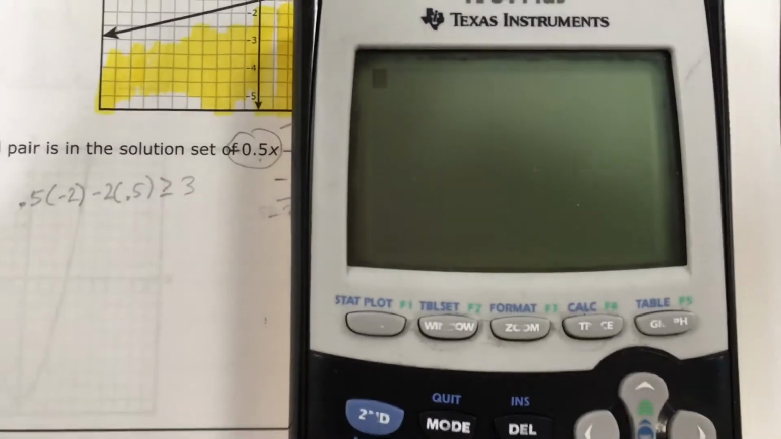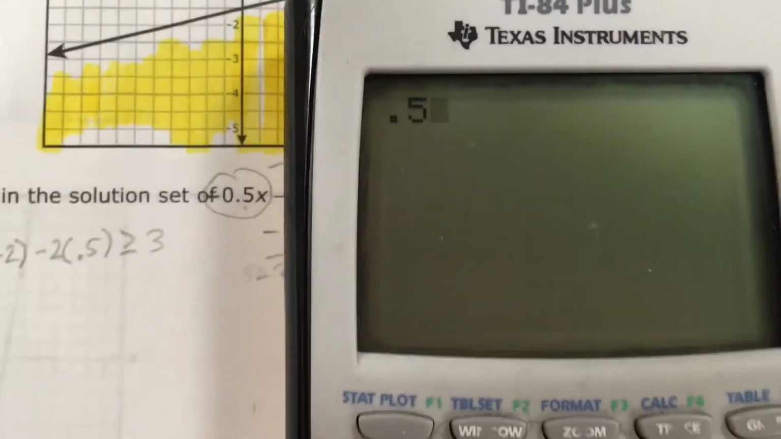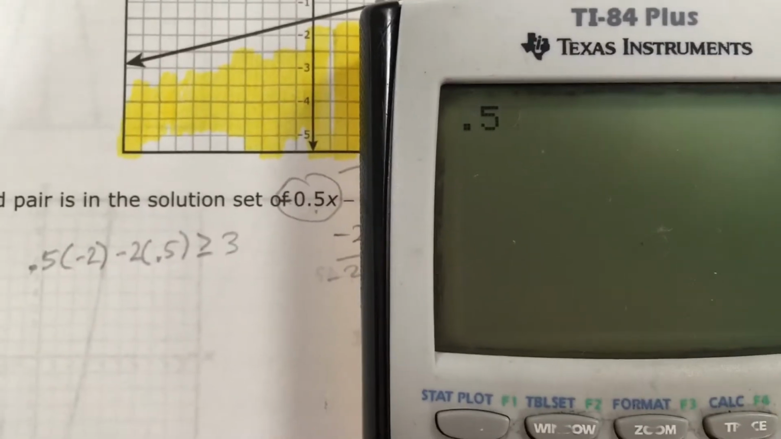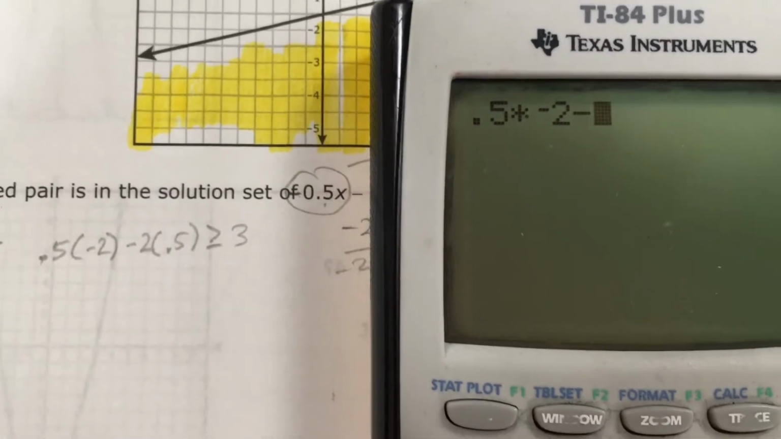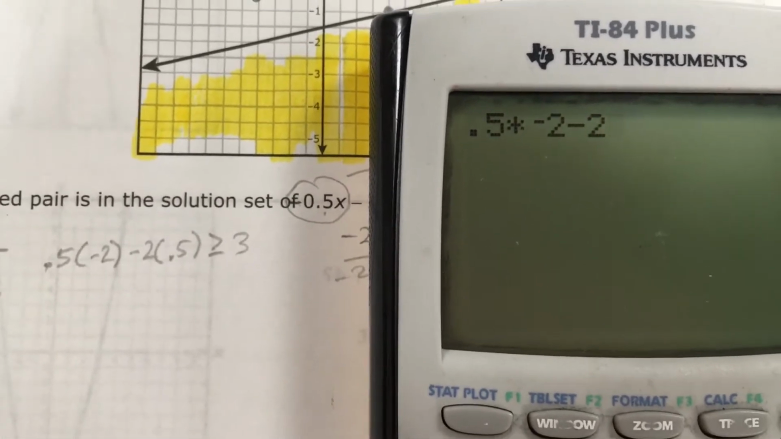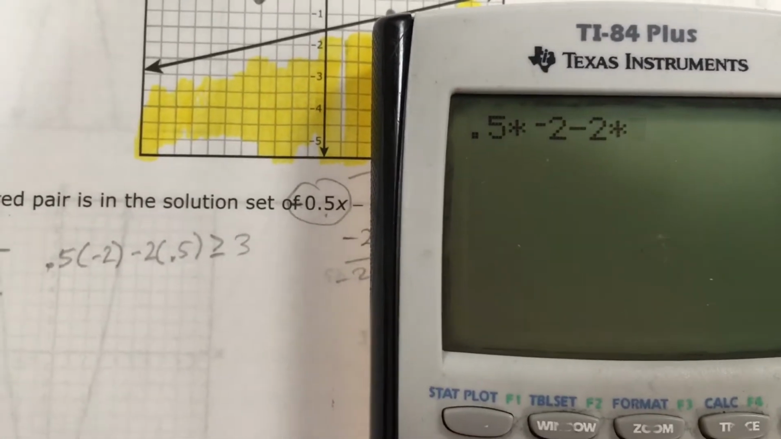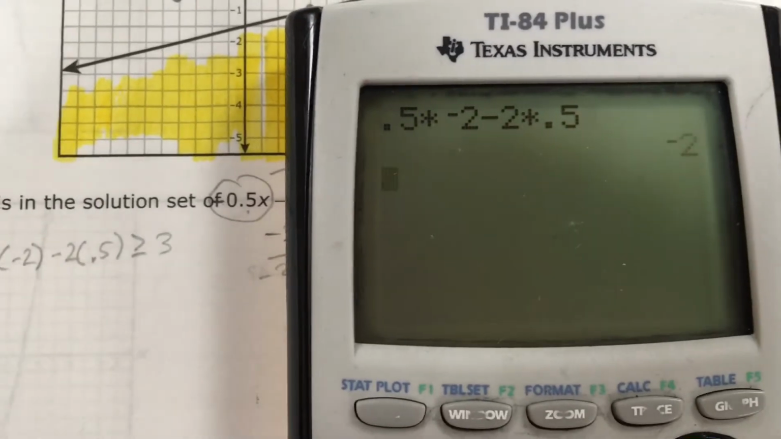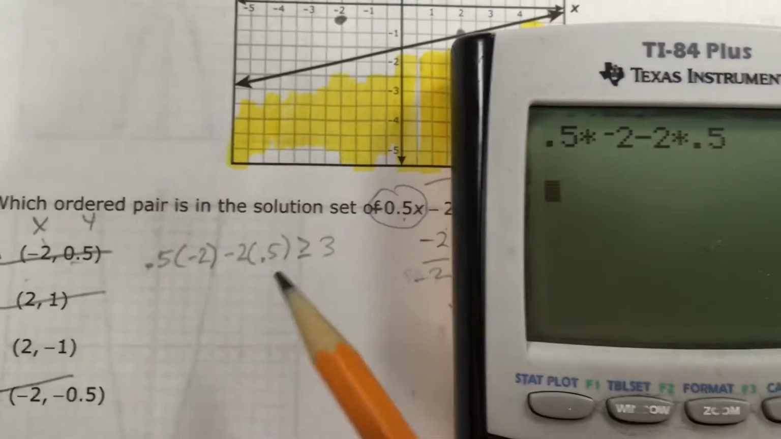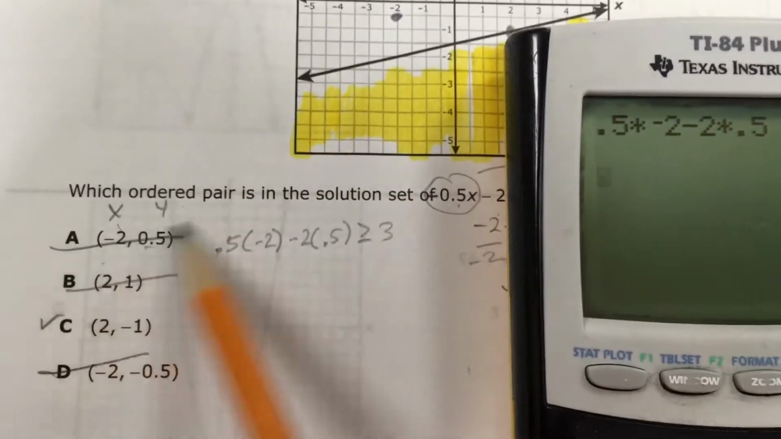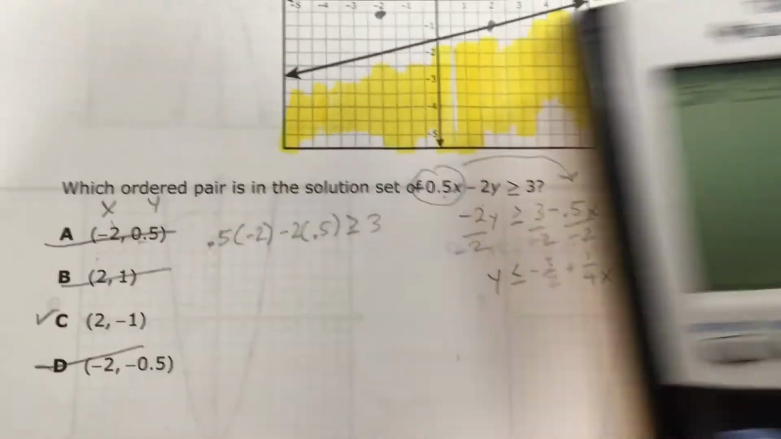So we have our calculator: 0.5 times negative 2 minus 2 times 0.5. Hit enter, it says that it's negative 2. Negative 2 is definitely not greater than or equal to 3, so that's not the correct answer. Then we can do it again for B.